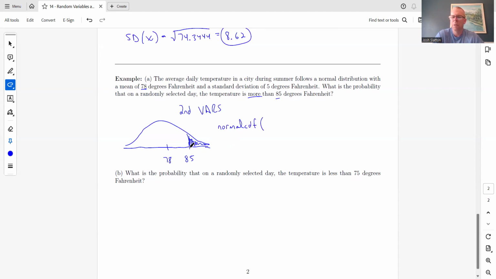And then you put your lower bound of the shaded area. So the lower bound is the left side of the shaded area. That would be 85. Upper bound, put some big number. I just put 1 and then a bunch of zeros, however many you want to put. I would put more than 2 though, but at least 3. And then next is your mean and the standard deviation. And when we put that in, let's see what we get. We should get 0.081.